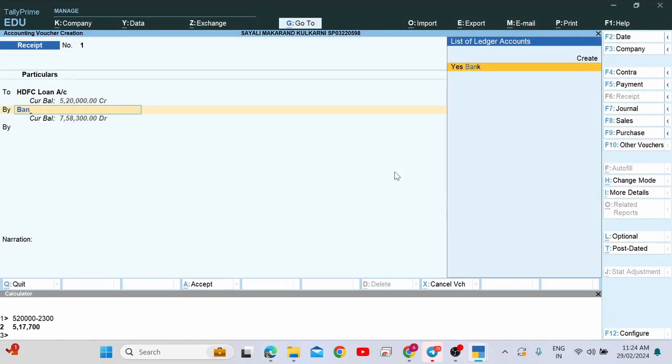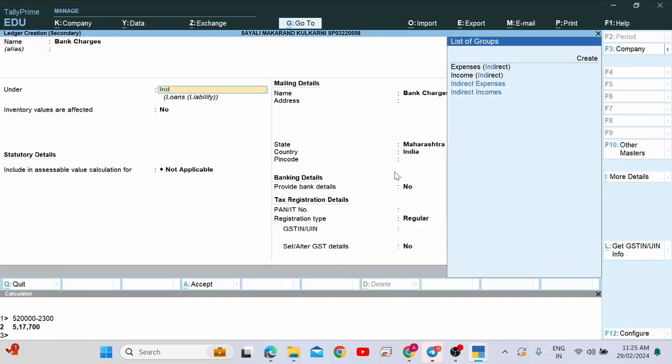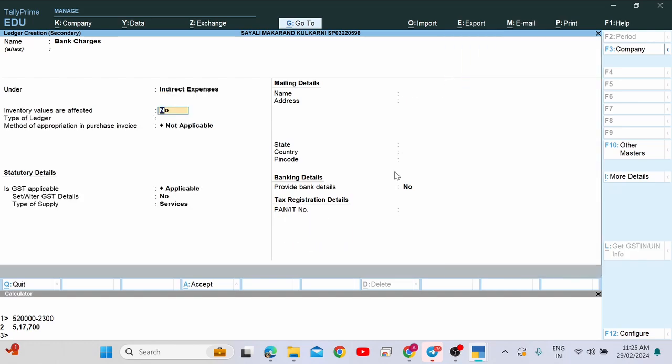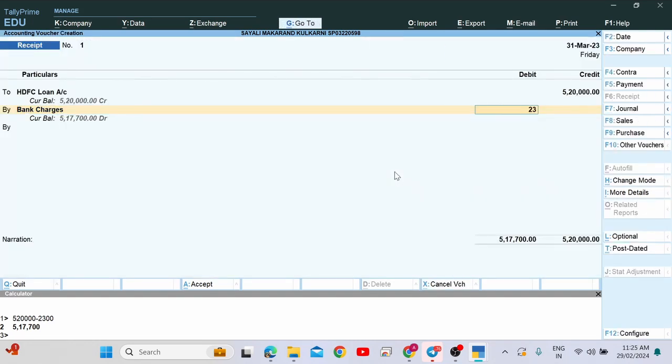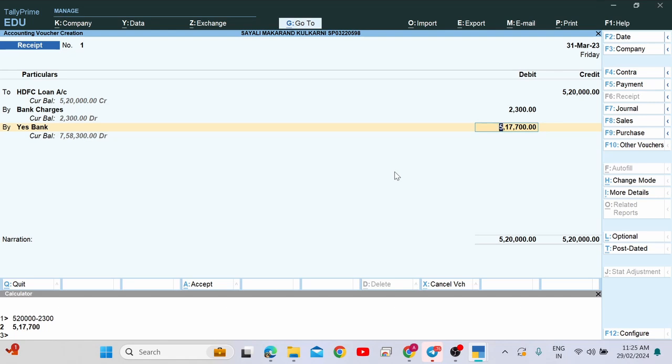Do you have a bank charges account? No. Then create a bank charges account. Under what? Indirect expenses. We'll put that in indirect expenses. 2,300 rupees bank charges, correct. And we have deposited the remaining amount, and that remaining amount you will get directly, no need to calculate. Either give debit to bank charges first, or bank debit first, that doesn't make any difference, correct.